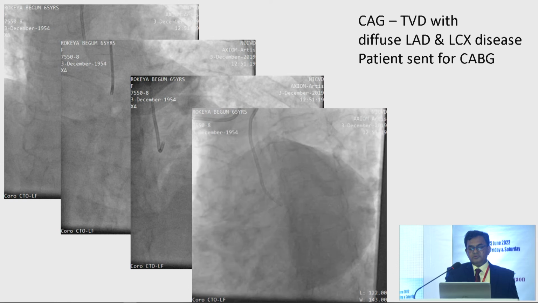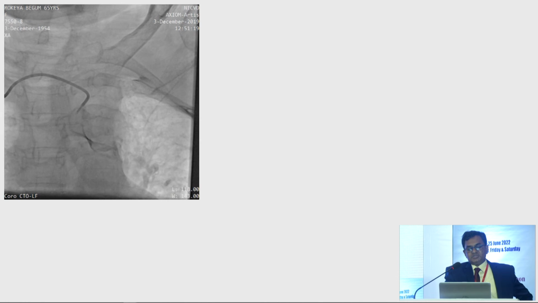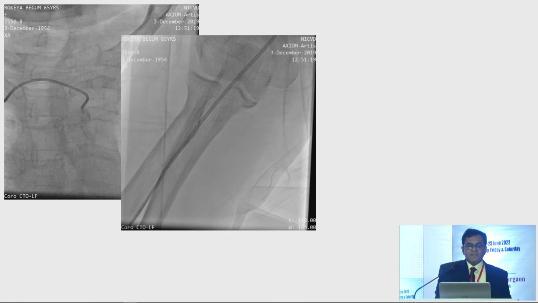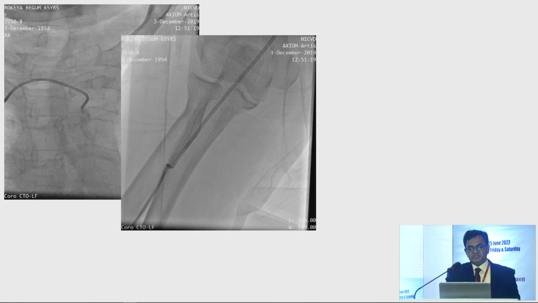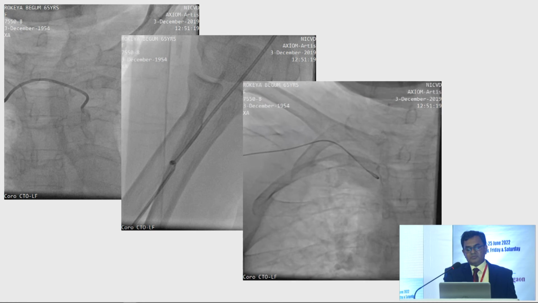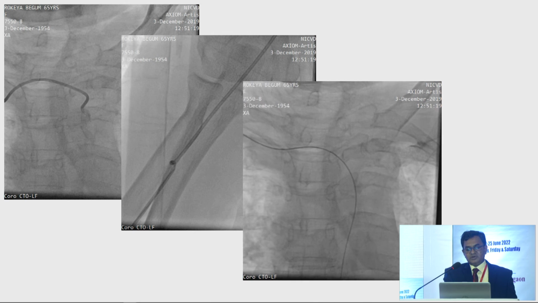As the patient had TVD, we did the LIMA. While doing the LIMA, the story is not finished yet. While trying to engage the LIMA, we saw that the pressure was again not showing. So let us see what happened there. There is some knotting. So we unknotted that by rotating the catheter in the opposite direction, and this time we did it successfully. And finally, after doing the angiogram and LIMA, we took out all the assembly and completed the angiogram.